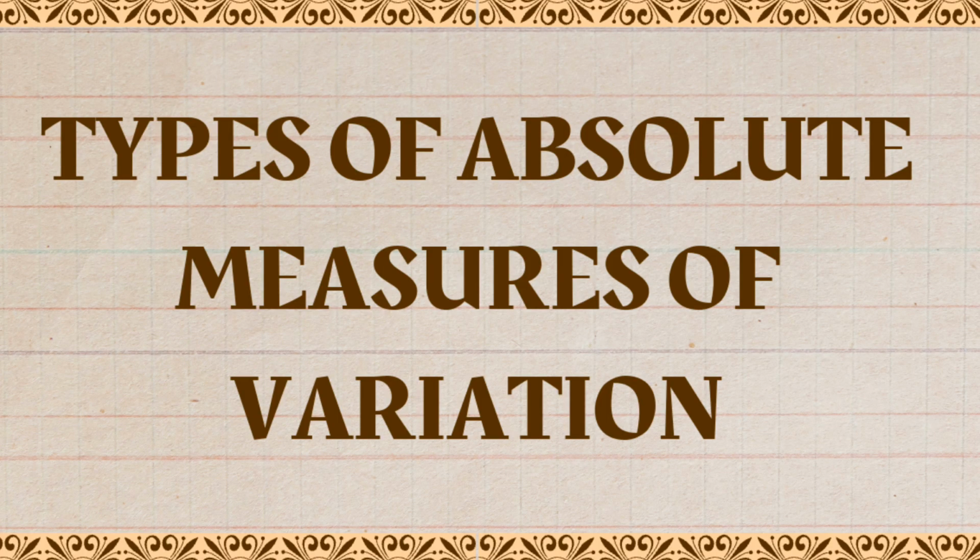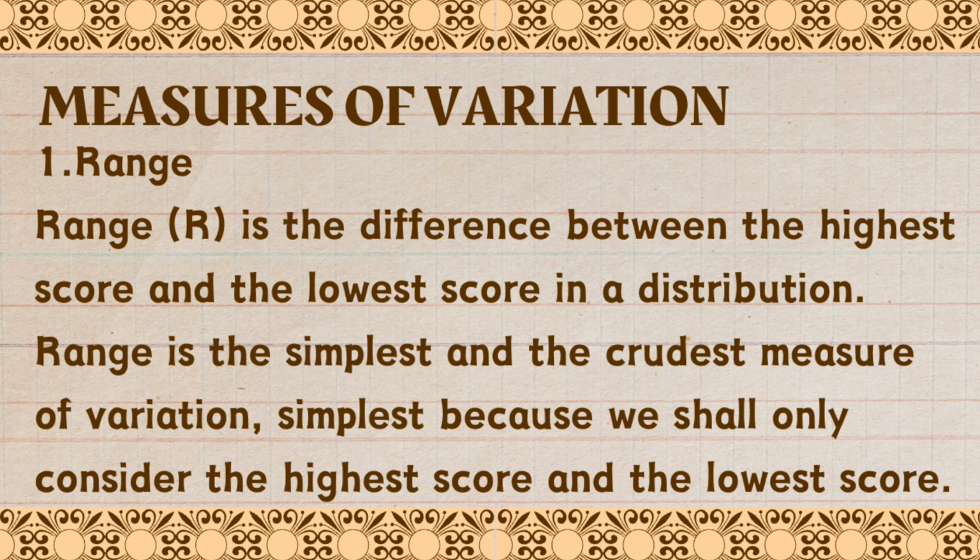So we have types of absolute measures of variation. Number one, we have the range. Range is the difference between the highest score and the lowest score. In a distribution, range is the simplest and the crudest measure of variation. Simplest because we only consider the highest and the lowest score.